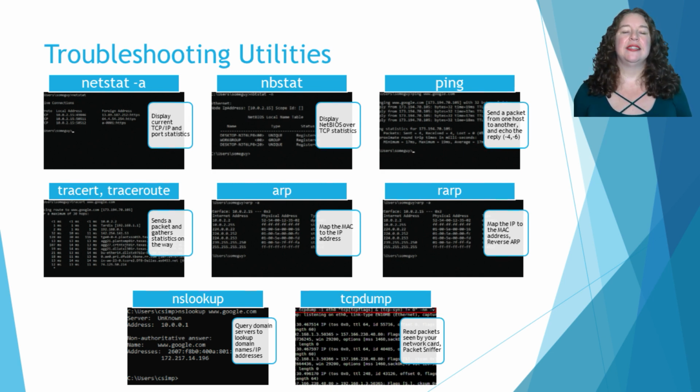Starting with netstat. Netstat with a -a is going to display your current TCP, IP, and port statistics. Tell me about your TCP and what ports they're using so that I can keep track of that. That's netstat.